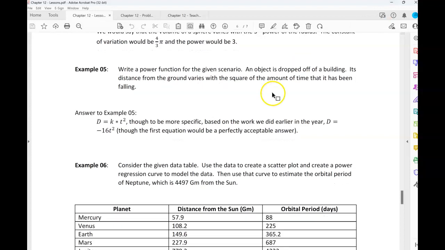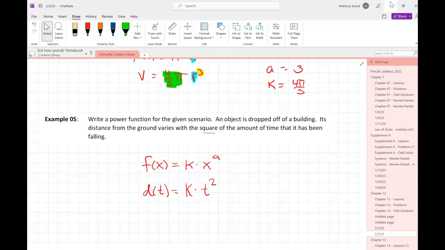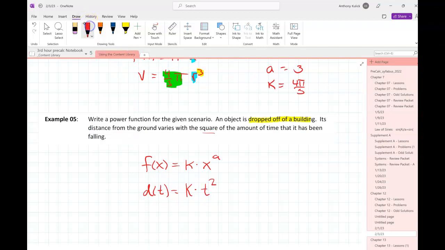Okay, anybody in physics right now? No? Okay. So if this is an object that's falling, right, because it's dropped off a building, why does an object fall? Gravity. So k would probably be the coefficient due to gravity. Anybody remember what that is? Or know what that is? So negative 10 meters per second squared. Yep, that would be fine.